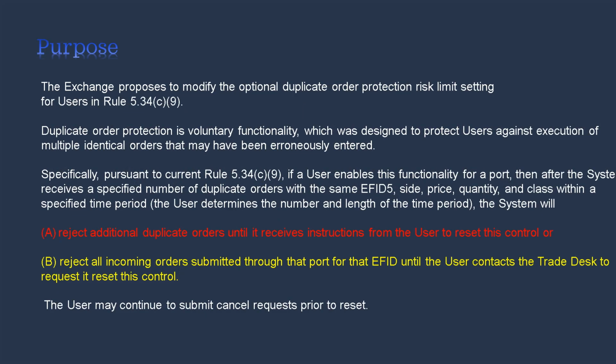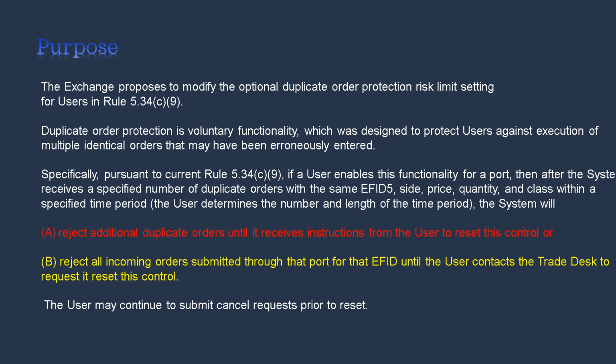The exchange proposes to modify the optional duplicate order protection risk limit setting for users in Rule 5.34, Section C, Paragraph 9. Duplicate order protection is voluntary functionality, as everything is in this market, which was designed to protect users against execution of multiple identical orders that may have been erroneously entered. Specifically, pursuant to current Rule 5.34C9, if a user enables this functionality for a port, then after the system receives a specified number of duplicate orders with the same EFID, side, price, quantity, and class within a specified time period, the user determines the number and length of the time period.